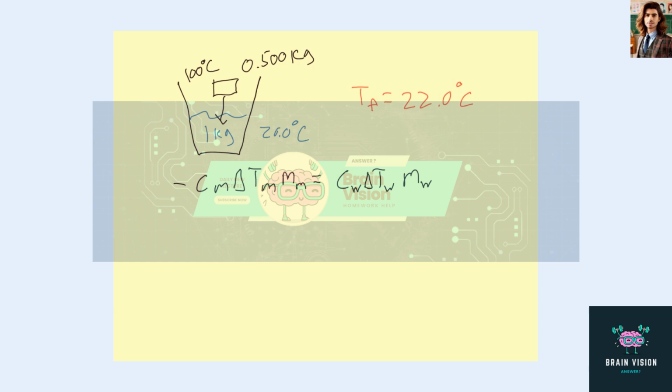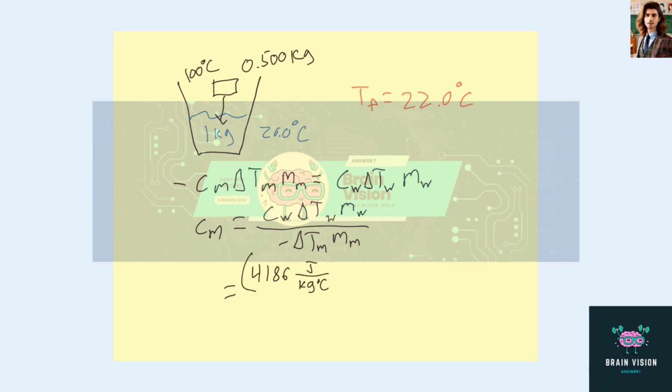So now all we have to do is solve this. We can say that the specific heat of the material should be equal to the specific heat of the water, change in temperature of the water, mass of the water, divided by negative change in temperature of the material times the mass of the material. We have all these numbers. The specific heat of water is known, so you can just Google that. We'll find that this is equal to 4,186 joules per kilogram degree Celsius.